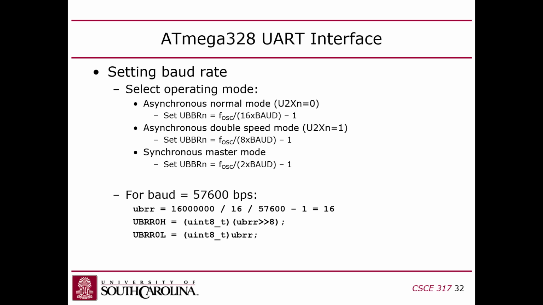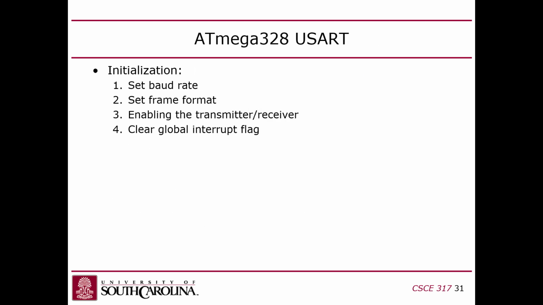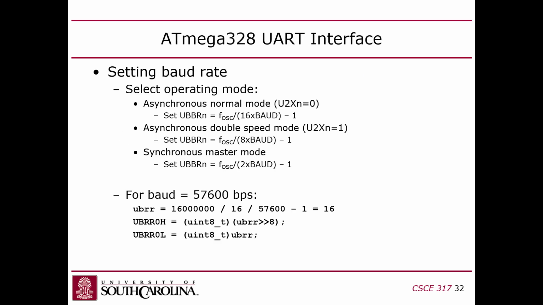So in this case, it's 16 million divided by 16 divided by 57,600, minus 1. So instead of just multiplying these two things in the denominator, you can just divide twice. Make sense? So that is the UBRR, and that UBRR value is set into the registers UBRR0H and L, which is the high and low side. So that's a 16-bit register, basically the baud rate register.